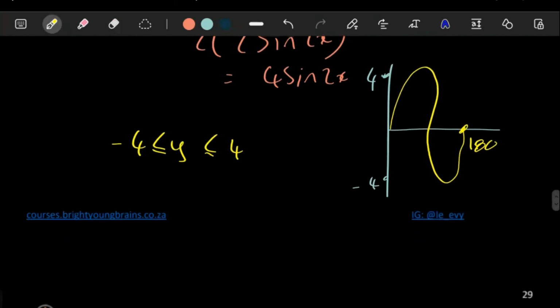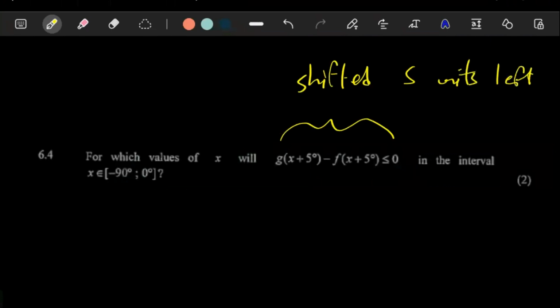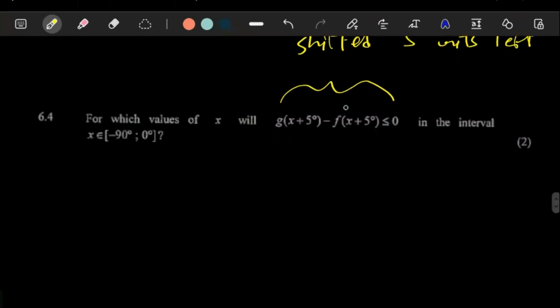So with everything being done now, let's see for which values of x will this equation be smaller or equal to 0 in the interval -90 to 0? This is how you interpret this. These graphs have been shifted 5 units left. That's what has happened. So after being moved 5 units left, this is the equation. But the easiest way to look at it is if you take one of them to the other side.